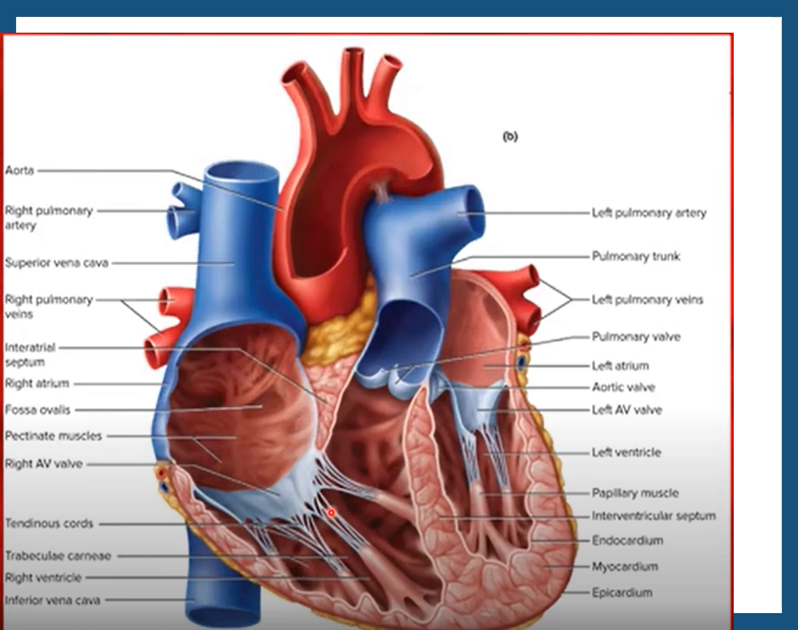You have blood that will leave the right ventricle and go through the pulmonary trunk, and then that pulmonary trunk will separate into the right and left pulmonary artery to go to the right and left lungs. And then there's this little guy right here. If we can identify that on a dissection, that would be amazing.